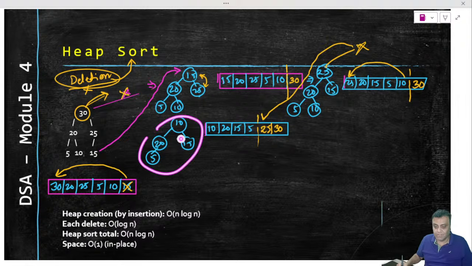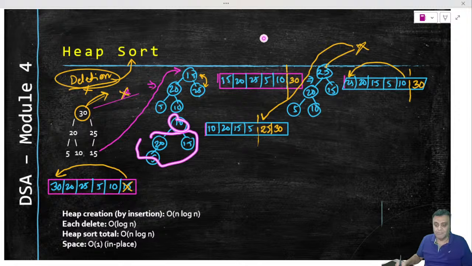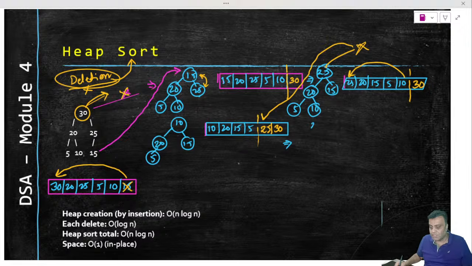This is not a heap because we have elements which are greater here than 10. So we'll have to convert this to a heap. So let us convert this to a heap. So we will say between 20 and 15, 20 will move up. Then we will have 10 here, 15 here, 5 here.